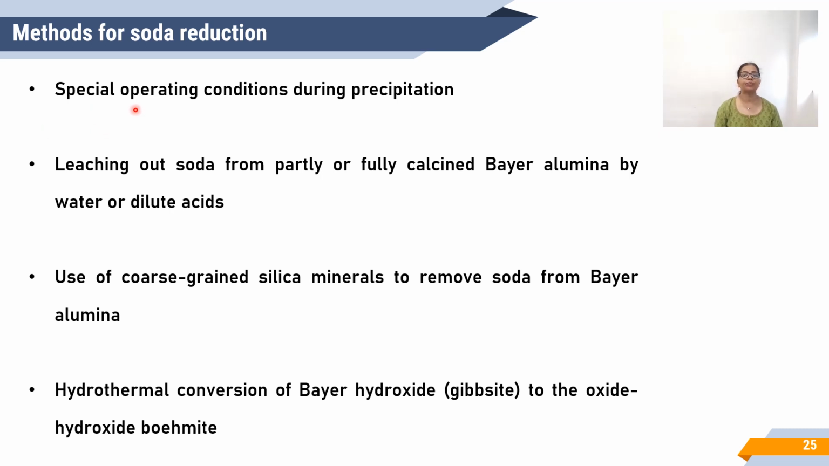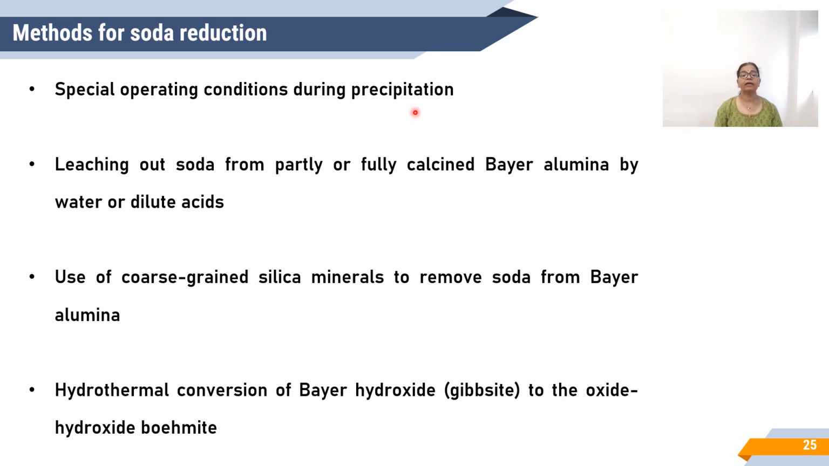One of the methods is special operating conditions during precipitation. That means during precipitation itself the soda incorporation should be less. That is, the bound soda can be reduced if the precipitation temperature is increased to about 90 degrees centigrade and the supersaturation is low. But if the supersaturation of the liquor is low and the temperature is high, the liquor productivity decreases. That means we have to compensate on the liquor productivity. But as I said, the value addition of the low soda product is very high.